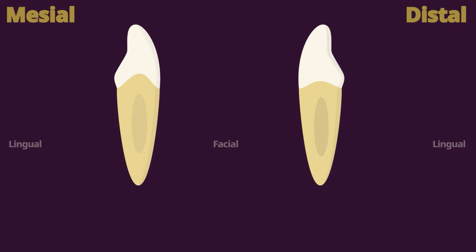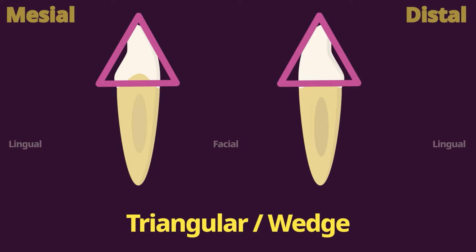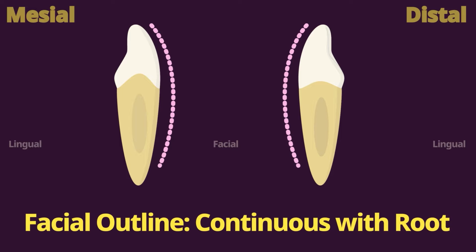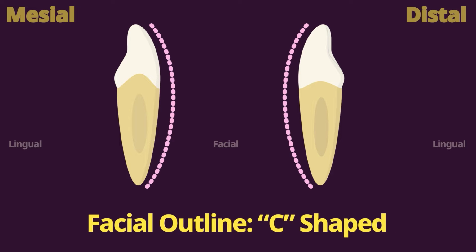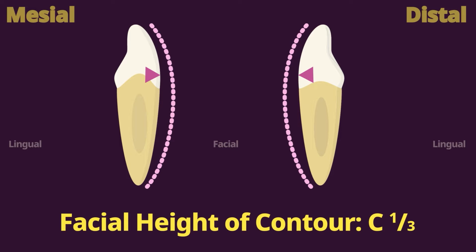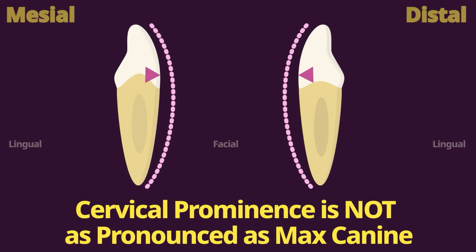The shape of the crown from this view is triangular or wedge-shaped, with the base at the cervix and the point at the cusp. The facial outline is convex. The outline is continuous with the root. It's C-shaped from the cusp tip all the way to the apex. The height of contour is at the cervical 1/3. The cervical prominence or height of contour is not as pronounced as the maxillary canine was.